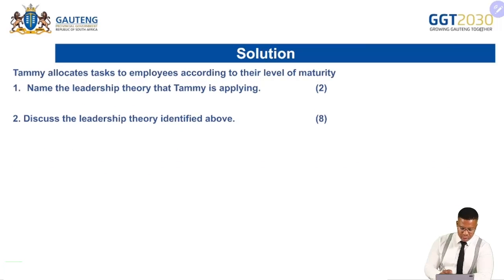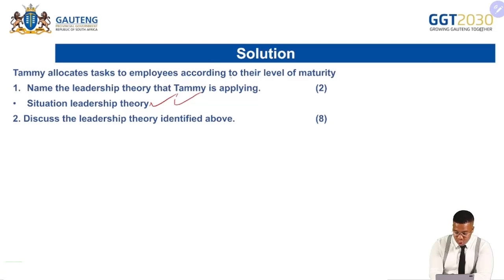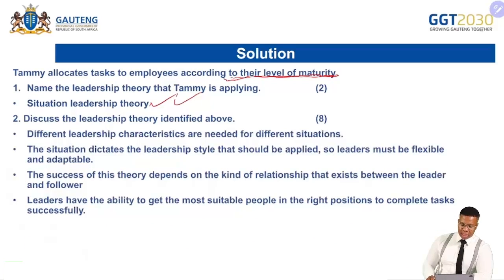And then the solution there should be situational leadership theory, because Tammy looked into the situation of the staff or of the subordinates and then decided, now I'm going to give a task based on the maturity of my employees. And then looking into discussing the leadership theory, identify what it means. Situational leadership theory says different leadership characteristics are needed for different situations, because employees or followers present different situations.